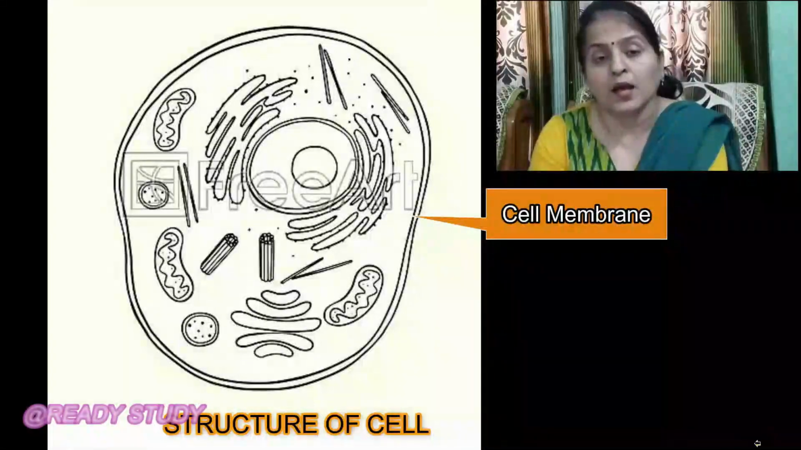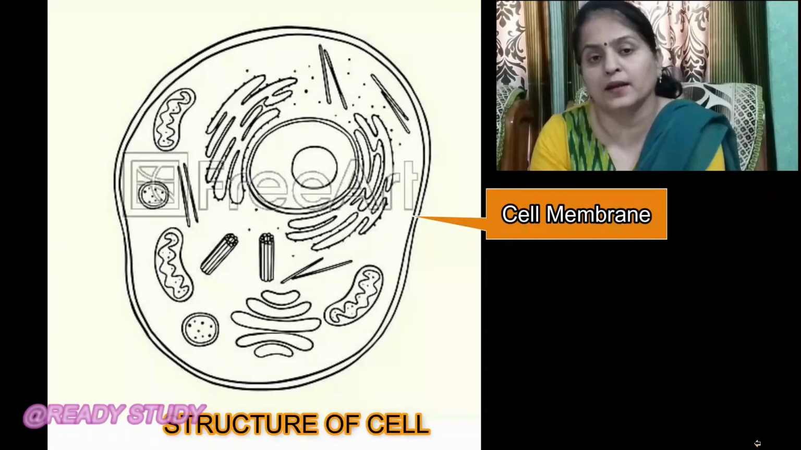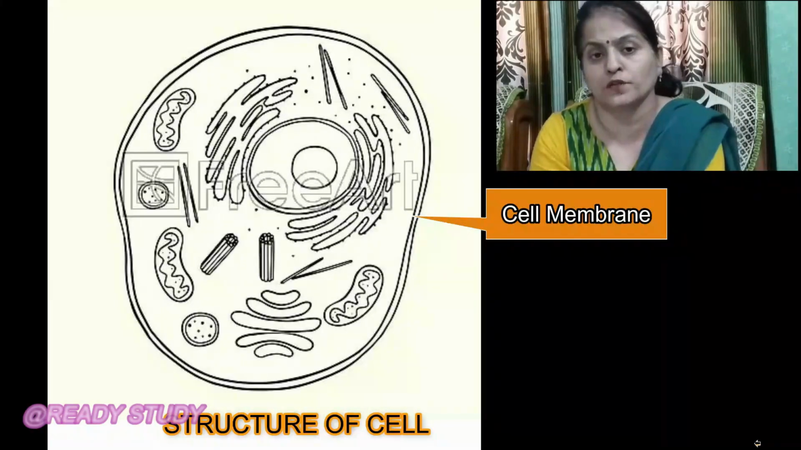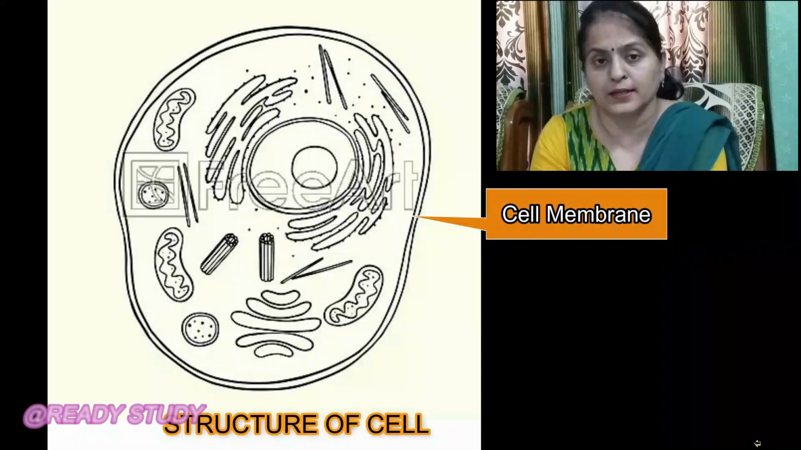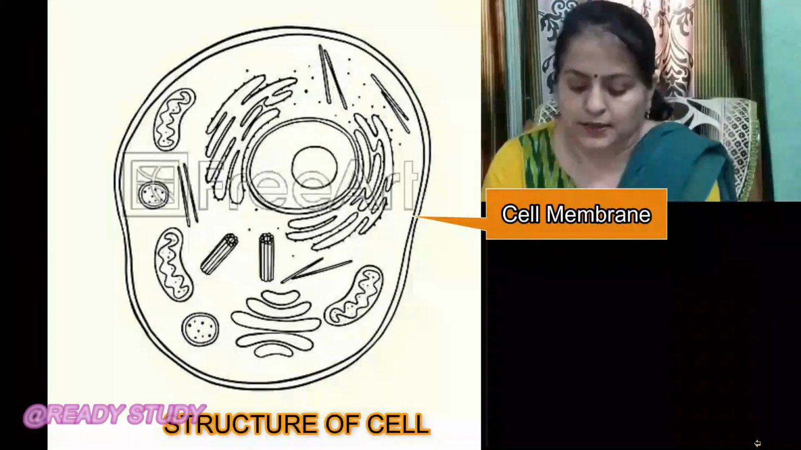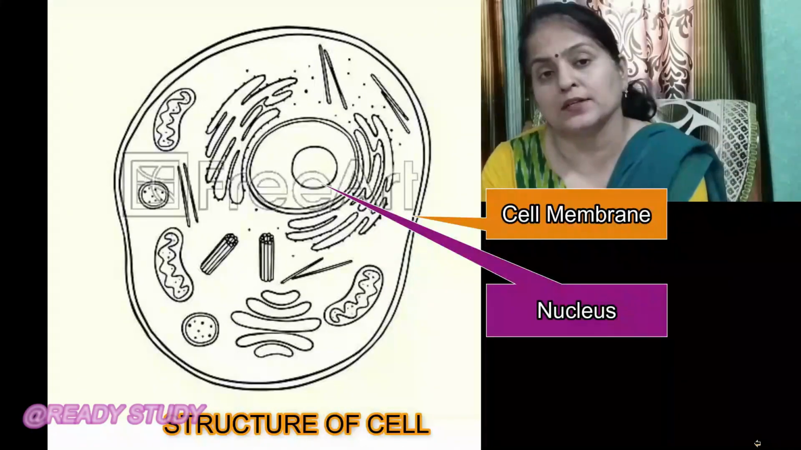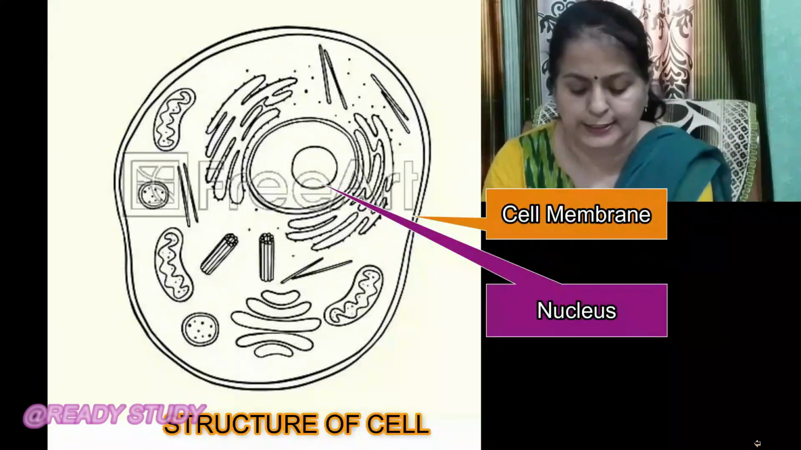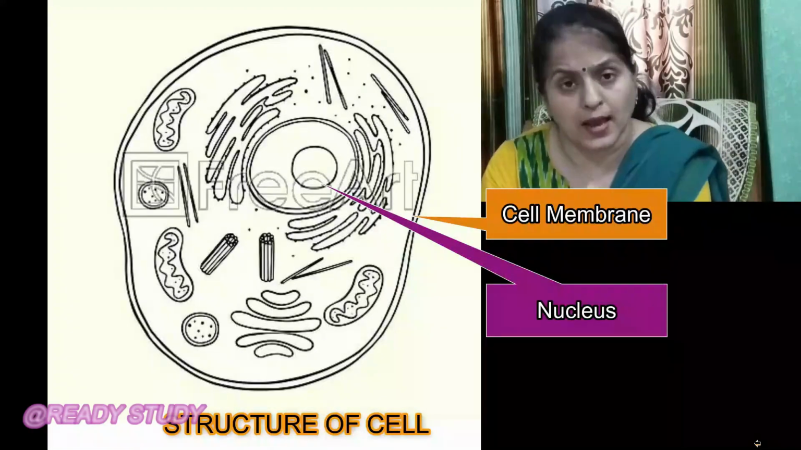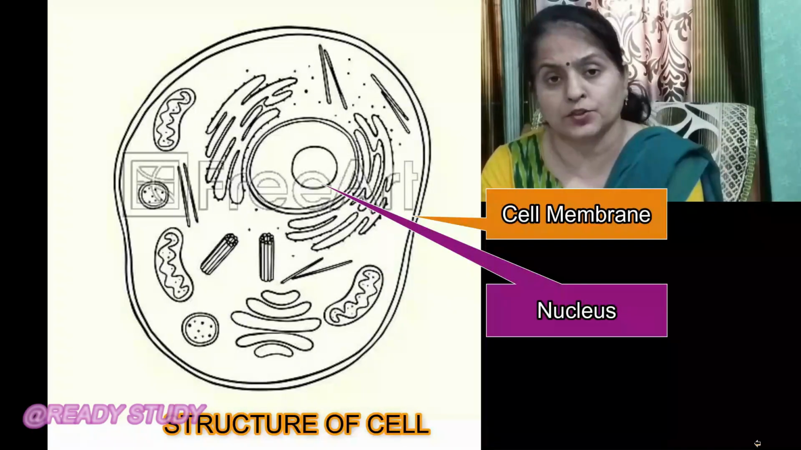A cell is enclosed by a thin outer boundary called the cell membrane. The cell membrane protects the organelles which are present inside the cell, and it gives a shape to the cell. These are the functions of cell membrane, that it protects the organelles and it gives a particular shape to the cell. And it has a centrally located spherical structure called the nucleus. Nucleus controls all the functions performed by a cell. All the components or organelles are present in a jelly-like substance called cytoplasm.